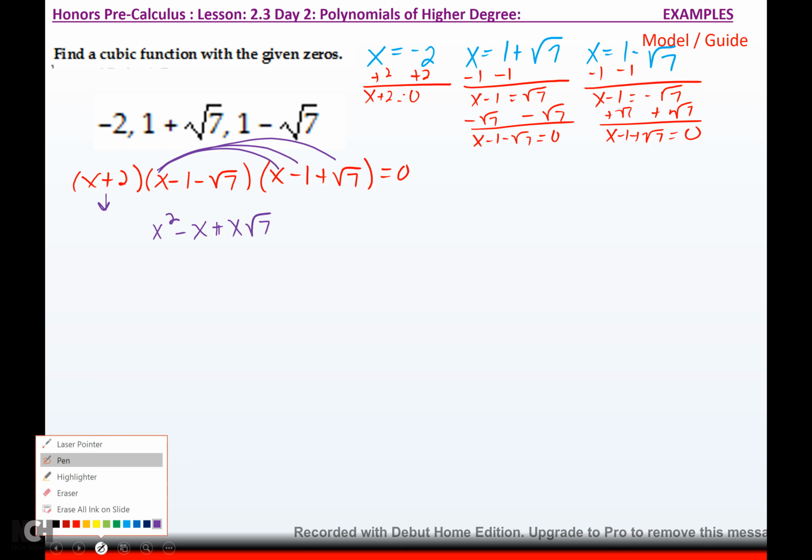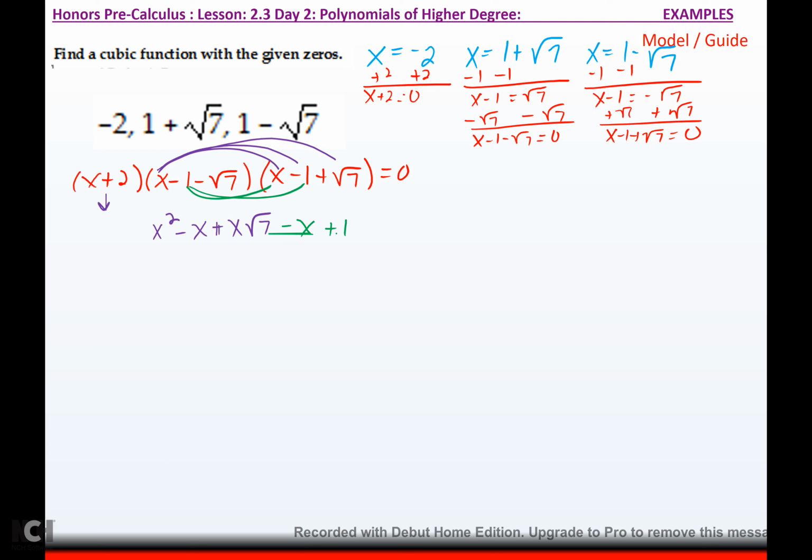Okay, then negative 1 goes. Negative 1 times x is negative x. Negative 1 times negative 1 is positive 1. Negative 1 times the square root of 7 is negative square root of 7. And then the square root of 7 goes. Negative square root of 7 times x is negative x square root of 7. Negative square root of 7 times negative 1 is a positive square root of 7. And a negative square root of 7 times a positive square root of 7 is a negative square root of 49.